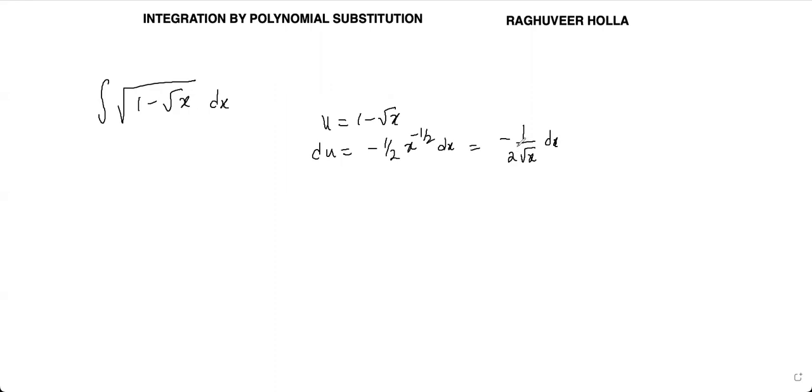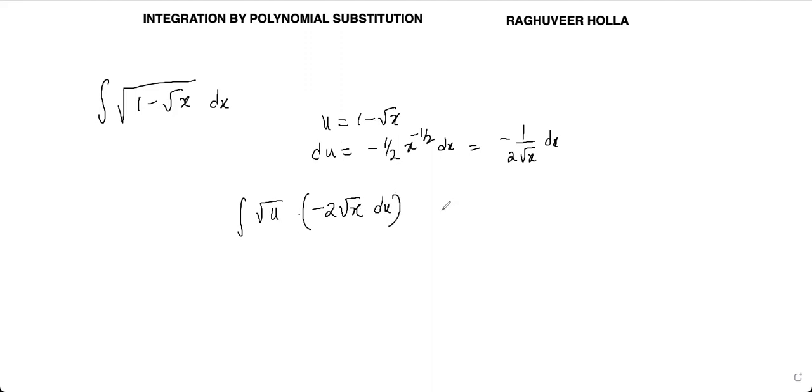Okay, so we'll substitute it here. Here we don't have any limits to change. So this is a root u into, now when you're substituting it, this will be root u into minus 2 root x dx du.